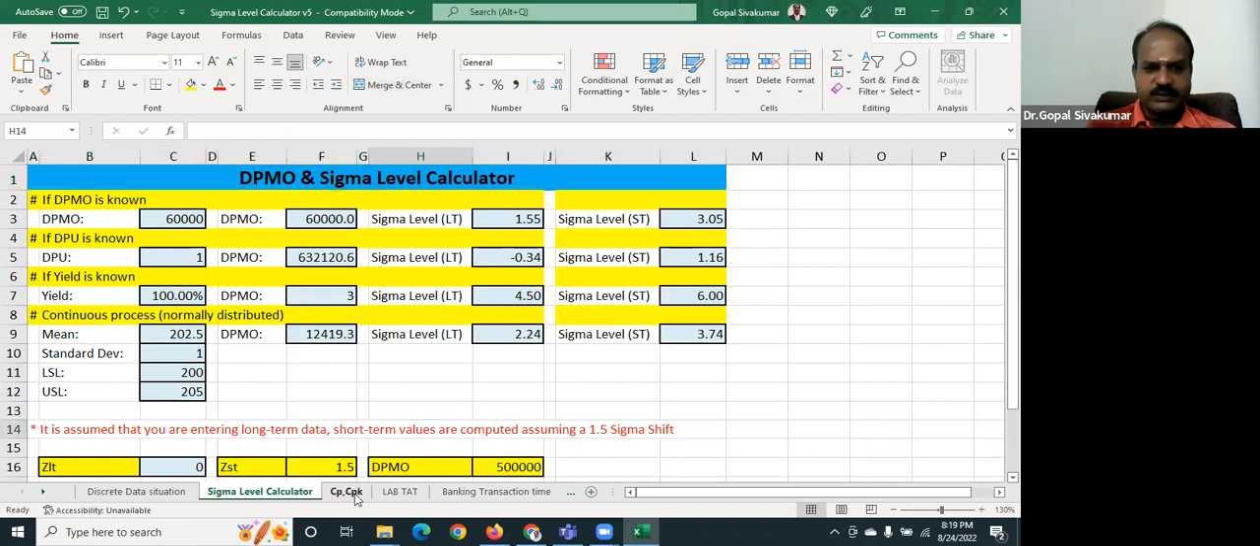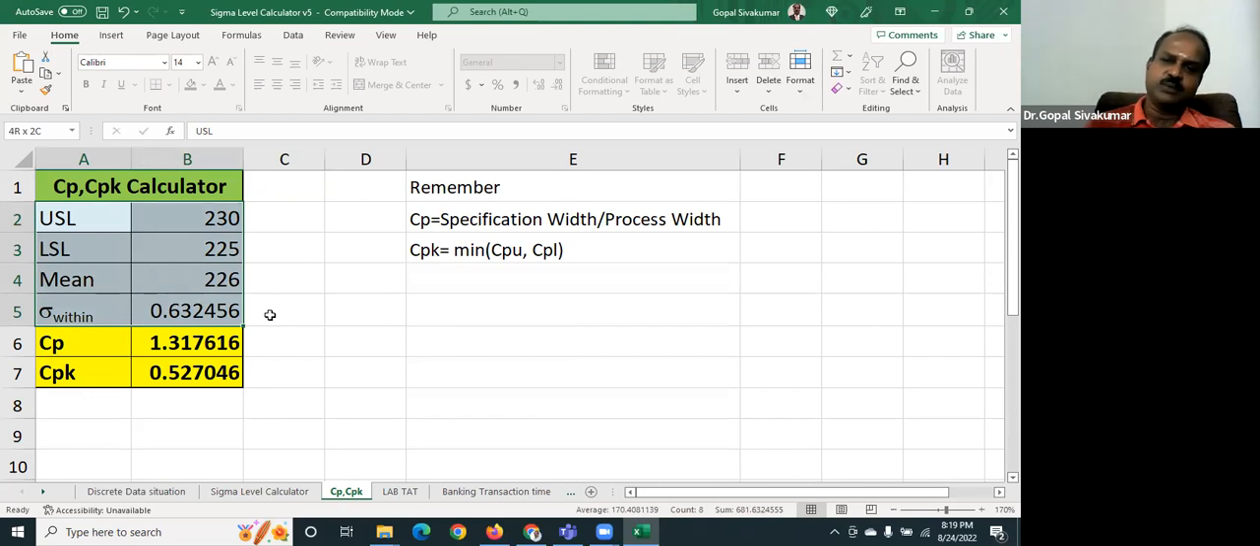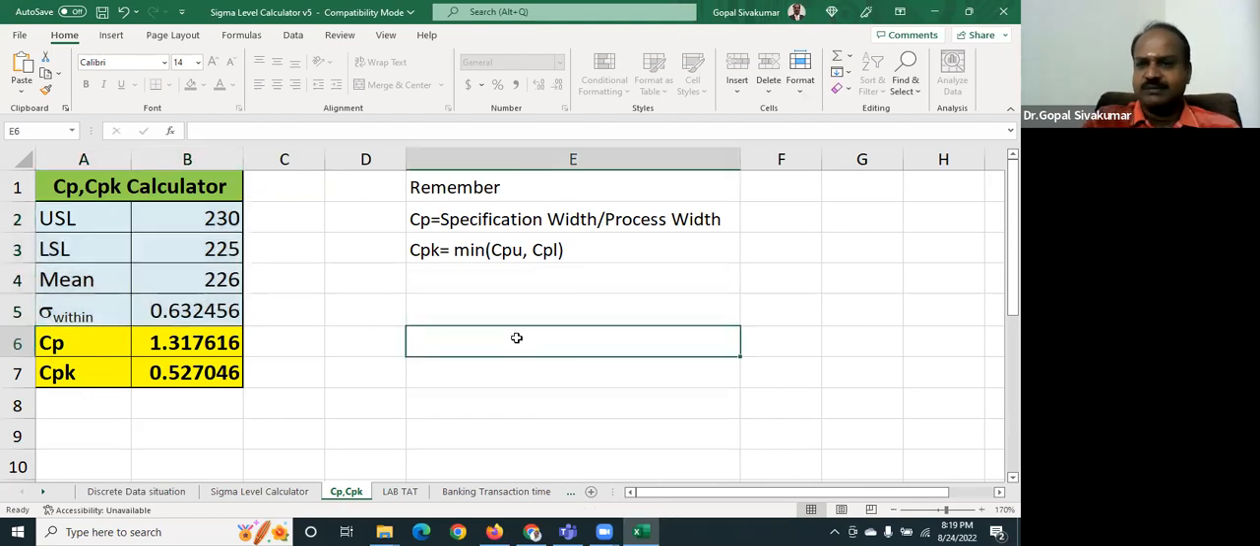Now, going to CP and CPK. In order to calculate CP and CPK, what is required? The same thing: USL, LSL, mean and standard deviation. When you give USL, LSL, mean and standard deviation, CP and CPK will come. So this is what I want all of you to know. This is a very simple format. You can use this format or the format given by Dr. RK. Both will give the same reading only.